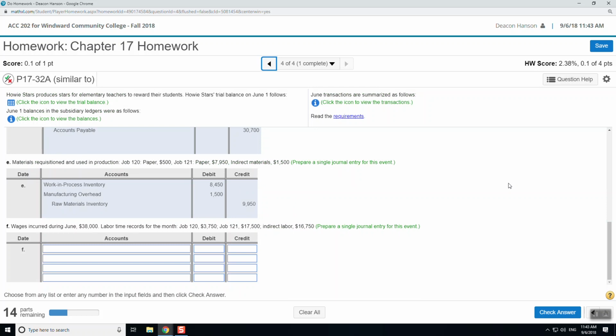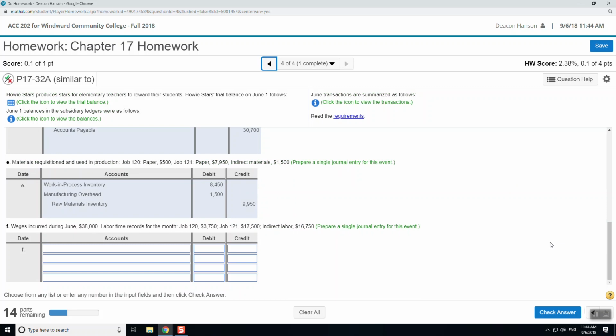If it's direct, it's going to go right to work in process. It's going right to those jobs. We can directly tie it, right? If it's indirect, we're incurring this cost, but we don't have a direct relationship with the job. But it's still part of making these stars. Okay, so it's still a cost involved. Any indirect cost, we dump it into overhead.